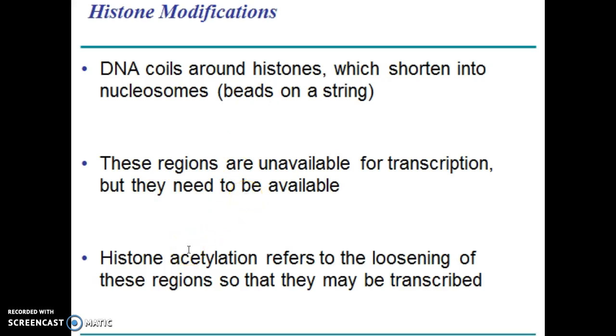Histone acetylation refers to the loosening of those regions of DNA so that they can be transcribed. So histone acetylation will loosen the DNA that is immediately wrapped around those histones, allowing that DNA to be transcribed. I'm going to explain this in further detail on the image on the following slide here.